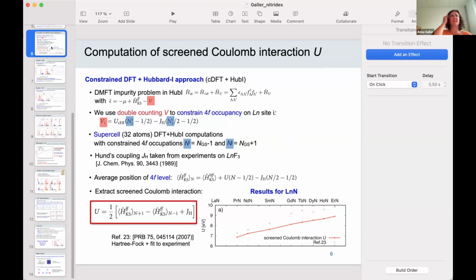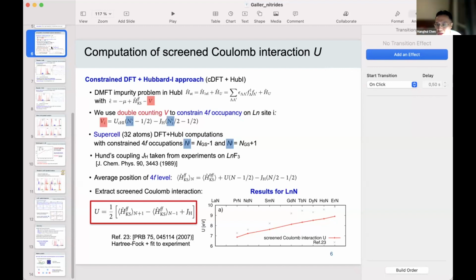Actually, my colleague first tried CRPA for these materials, but it did not really work. It gave unreasonable values. And I think in these materials, it's really important to get the F states out of the gap, so that you don't have metallic F states at the Fermi level when you do the computation of the screened Coulomb interaction.